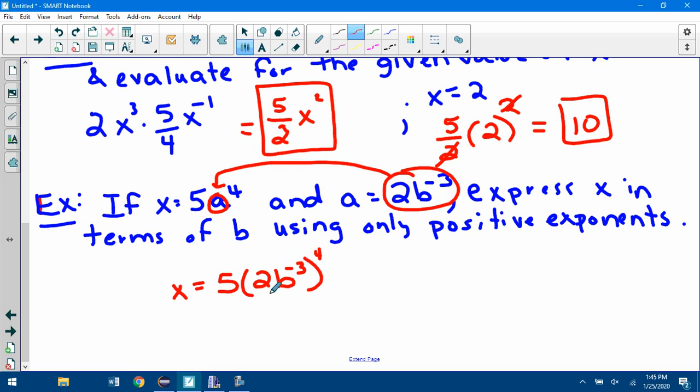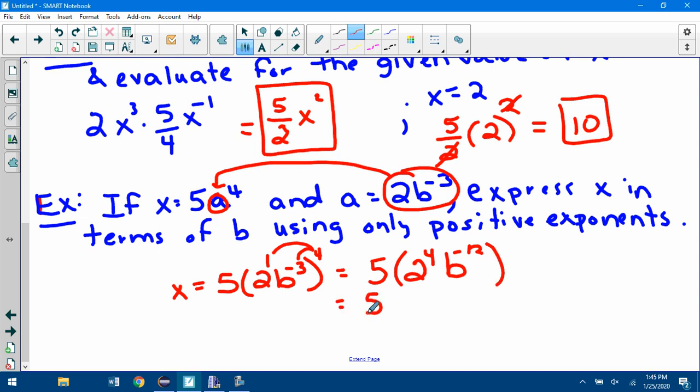To get into there, I have to deal with this 4 out here. What's happening with this 4? It's being distributed to both things inside of here. Remember, what does the 2 have on it? It's 2 to the first. So put that 4 exponent through to both of those. The 5 is still out front. Now if I distribute that, it's going to be 2 to the fourth, b to the negative 12th, and we multiply the exponents.